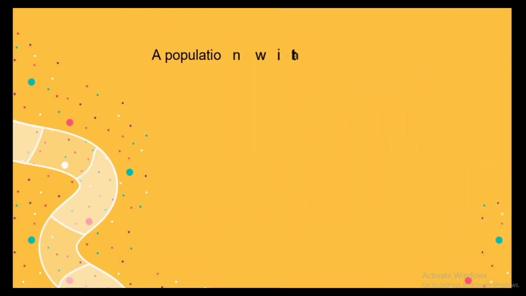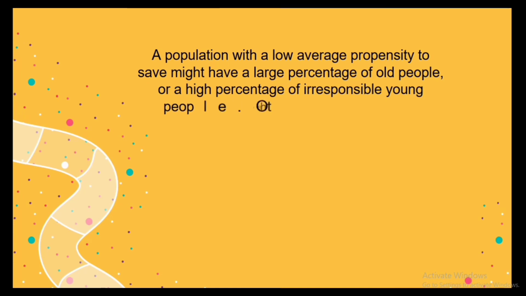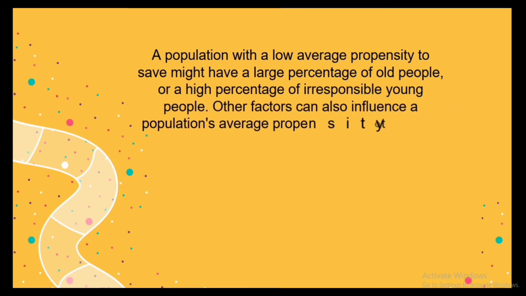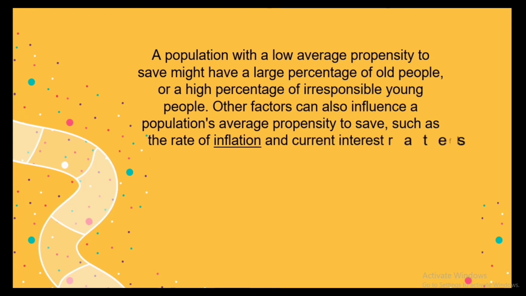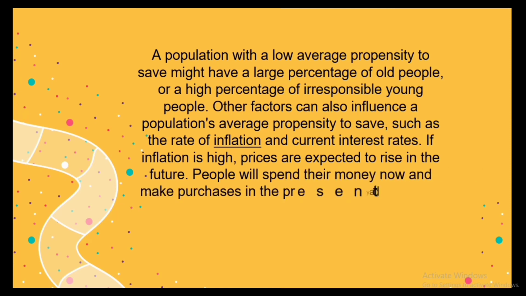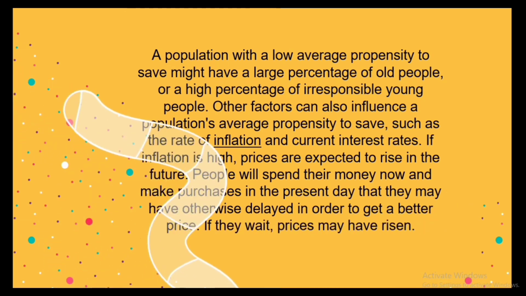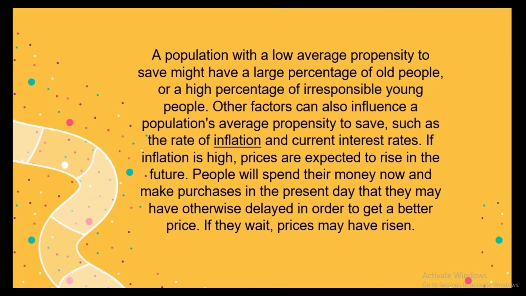A population with a low average propensity to save might have a large percentage of old people or a high percentage of irresponsible young people. Other factors can also influence a population's average propensity to save, such as the rate of inflation and current interest rates. If inflation is high, prices are expected to rise in the future. People will spend their money now and make purchases in the present day that they may have otherwise delayed in order to get a better price. If they wait, prices may have risen.